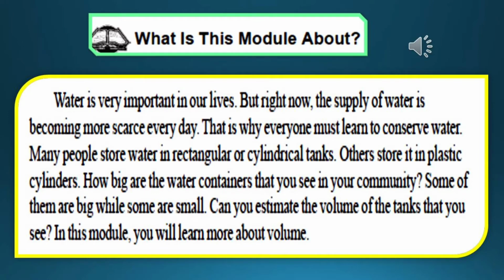Water is very important in our lives. But right now, the supply of water is becoming more scarce every day. That is why everyone must learn to conserve water. Many people store water in rectangular or cylindrical tanks. Others store it in plastic cylinders. How big are the water containers that you see in your community? Some of them are big while some are small. Can you estimate the volume of the tanks that you see?